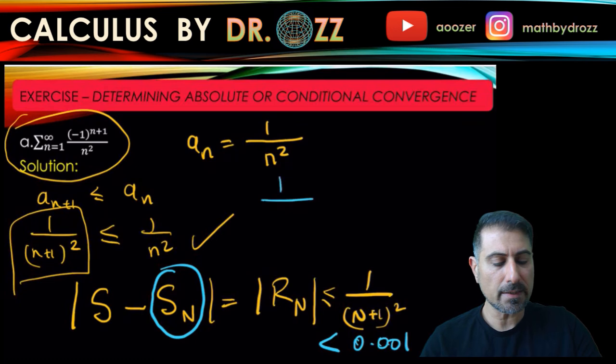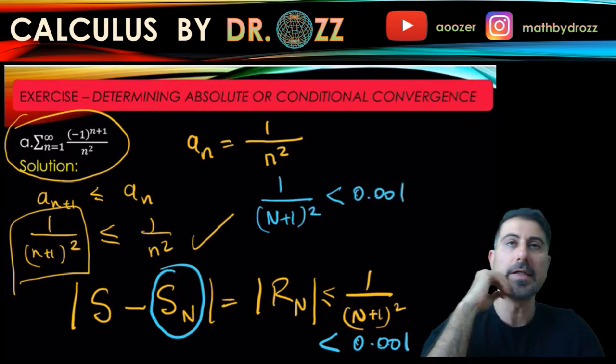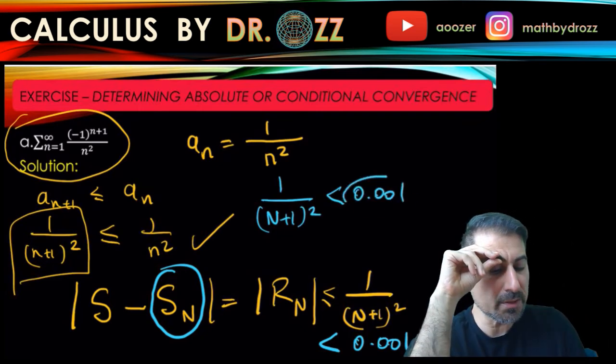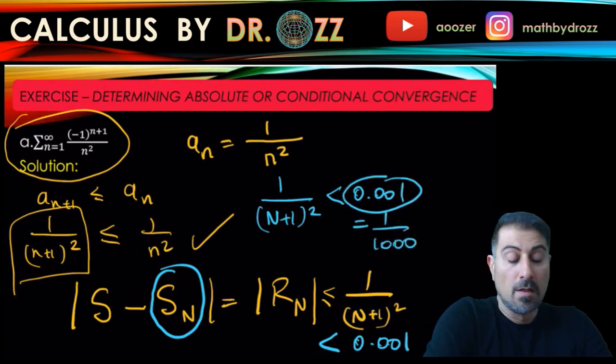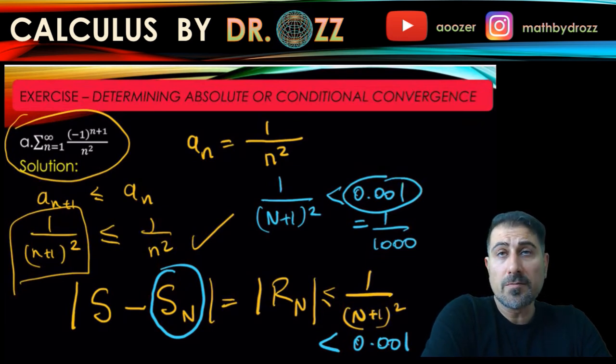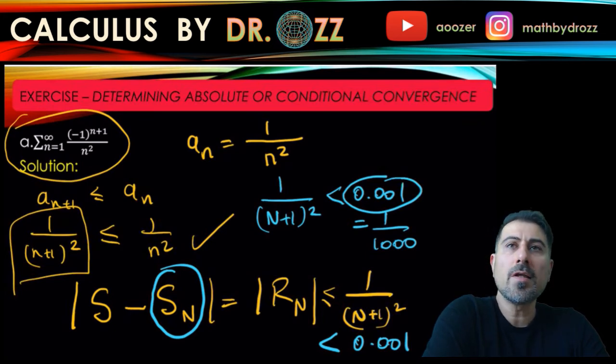So I'm going to rewrite that inequality here. And we're going to guess what n could be. So this is in fact 1 over 1,000. Okay. So you can pause the video and try different values of n. Start with n equals 1. So you keep only one term, so this becomes 1 over 1 plus 1 squared. That's 1/4. 1/4 is not less than 1/1,000. Okay. If you keep two terms, this is 1 over 2 plus 1 squared. That's 1 over 9. Still not good. Go to maybe n equals 30, for example. 1 over 31 squared is still not less than 1/1,000.